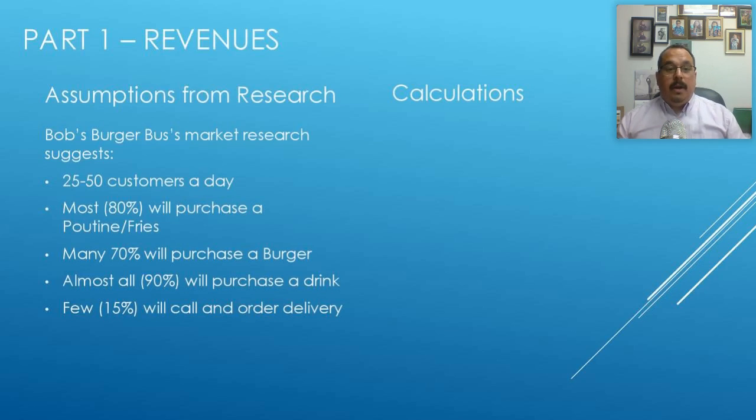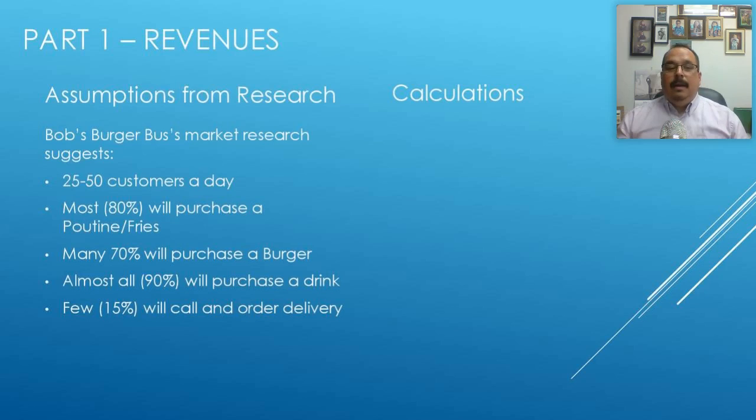And in that business plan, we're going to have a research section. So Bob's Burger Bus market research suggests that on average, on a typical day, you're going to get between 25 and 50 customers a day. Most of those customers will purchase a poutine. Many will purchase a burger. Almost all will purchase a drink, and few will call and order delivery. So we quantified those numbers, most, many, almost all, and few, put some percentages beside them and did some calculations.